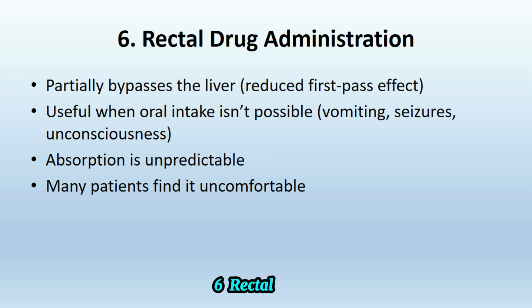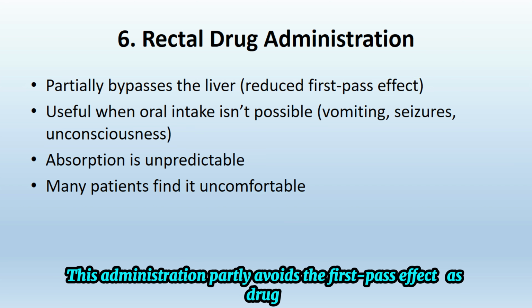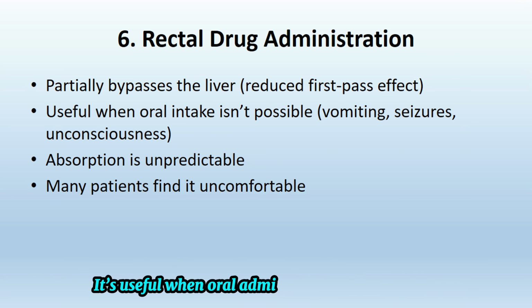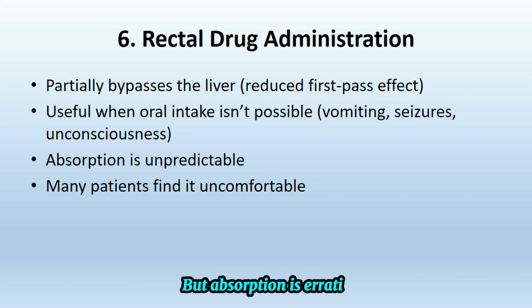6. Rectal route. This administration partly avoids the first-pass effect, as drugs absorbed through the lower rectum bypass the liver. It's useful when oral administration isn't possible, like in vomiting or unconscious patients. But absorption is erratic, and many patients find it uncomfortable.